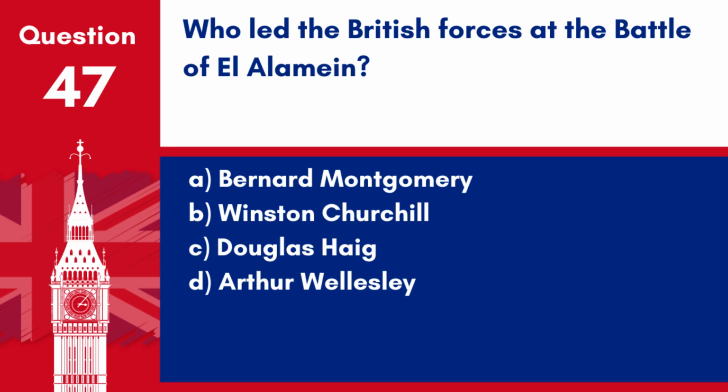carried out. Question 47. Who led the British forces at the Battle of El Alamein? A. Bernard Montgomery. B. Winston Churchill. C. Douglas Haig. D. Arthur Wellesley. Answer: A. Bernard Montgomery. General Bernard Montgomery led the British forces to a significant victory at the Battle of El Alamein during World War II.